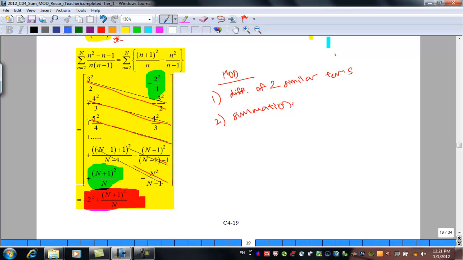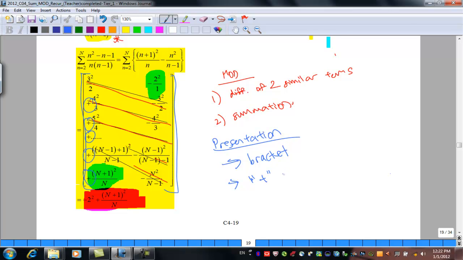And when it comes to presentation, please note that first of all, it is still a sum, so when we write it in an expanded term, we are saying that it's equals to this entire sum. So please remember to include the bracket. Also, because it is still a sum, please ensure that there is the plus sign at the start of every row. So that will be the key points to note for method of difference.